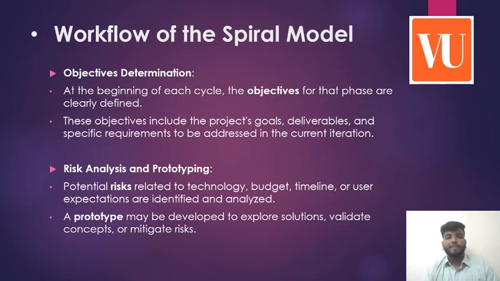Now moving to the next slide, the workflow of the spiral model. First one is objective determination. At the beginning of each cycle, the objectives for that phase are clearly defined. These objectives include the project goals, deliverables, and specific requirements to be addressed in the current iteration.